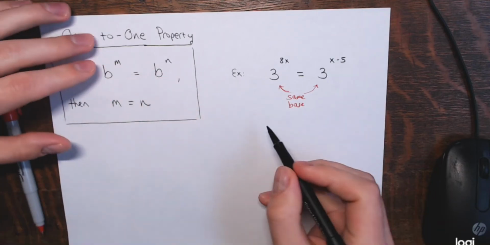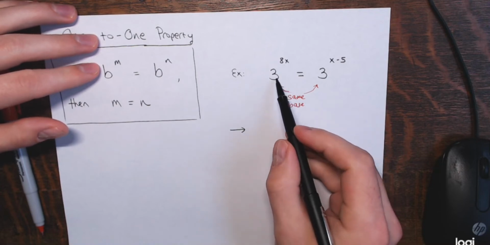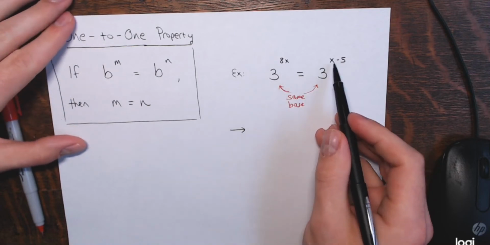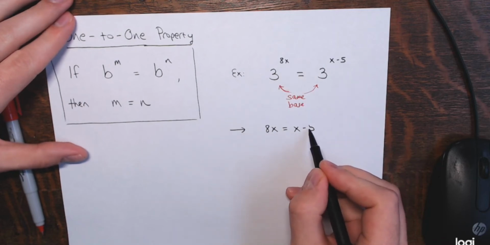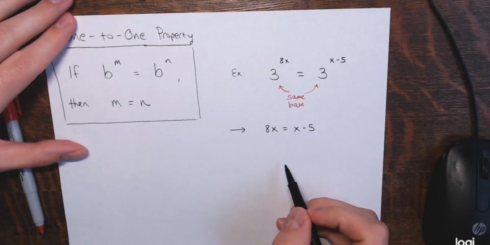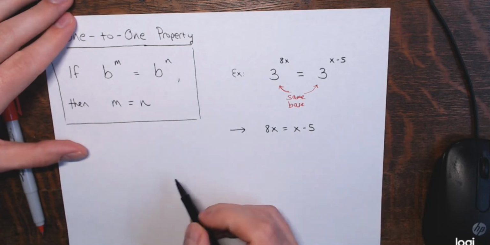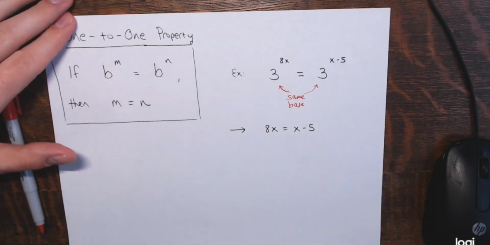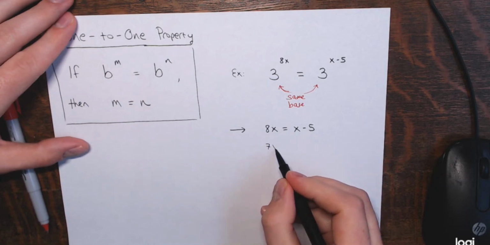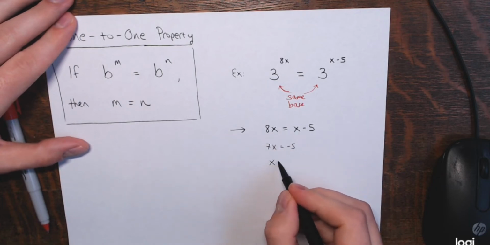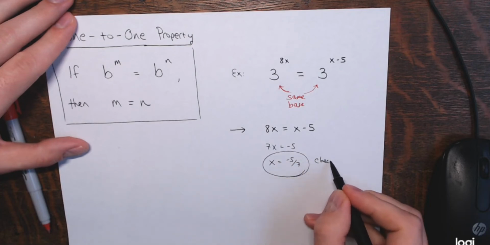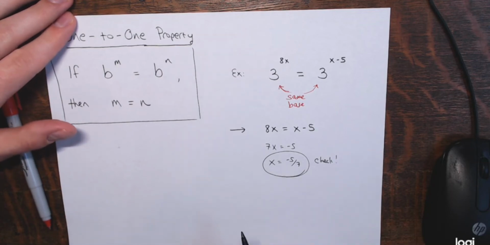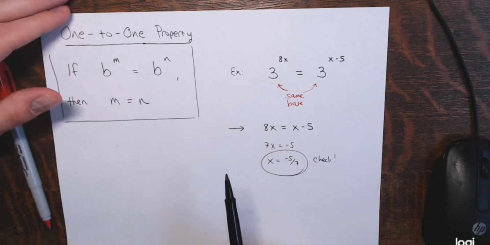So by that one-to-one property, 3 to the 8x is only going to be equal to 3 to the x minus 5 if 8x is equal to x minus 5. And then we solve this. So just equate the powers when you have the same base on both sides, only when they're the same base, of course. And then subtracting x, we have 7x equals negative 5, dividing by 7, x equals negative 5/7. And then of course check your solution, but I'll tell you this right now. Remember the domain for exponential functions was all real numbers?